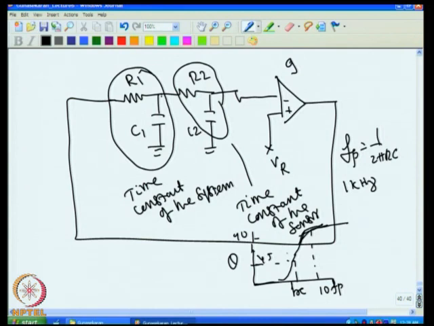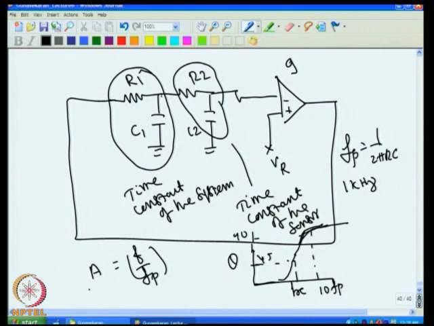We also know that at the pole frequency the attenuation provided by the filter will be root 2 times, that is, if it is 1 volt you will get 0.7 volt at the pole frequency, and at 10 times the pole frequency, if it is 1 volt you will get only 0.1 volt, because the output amplitude goes by the ratio of f by fp. So if the actual frequency is 10 times more than the pole frequency, then the attenuation will be by a factor of 10.